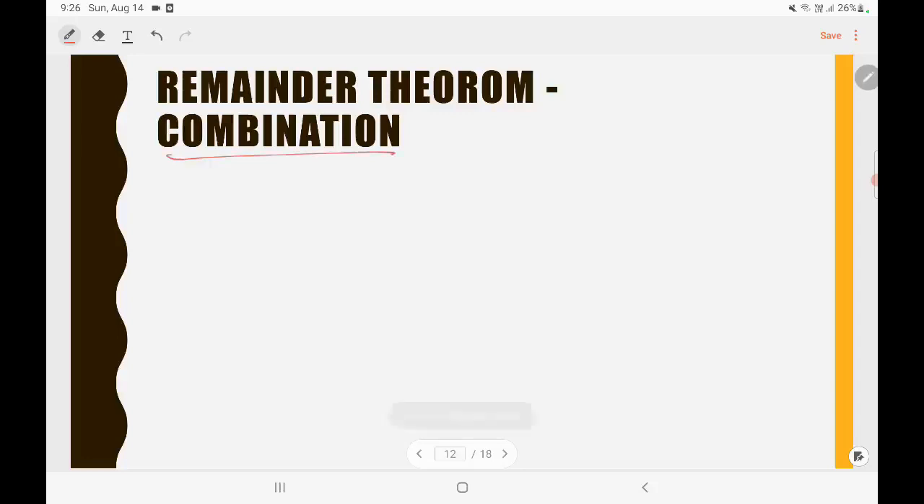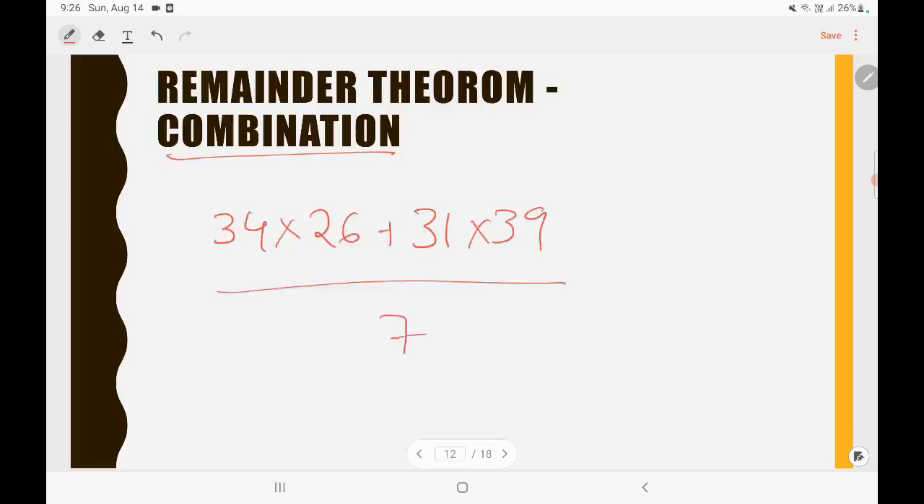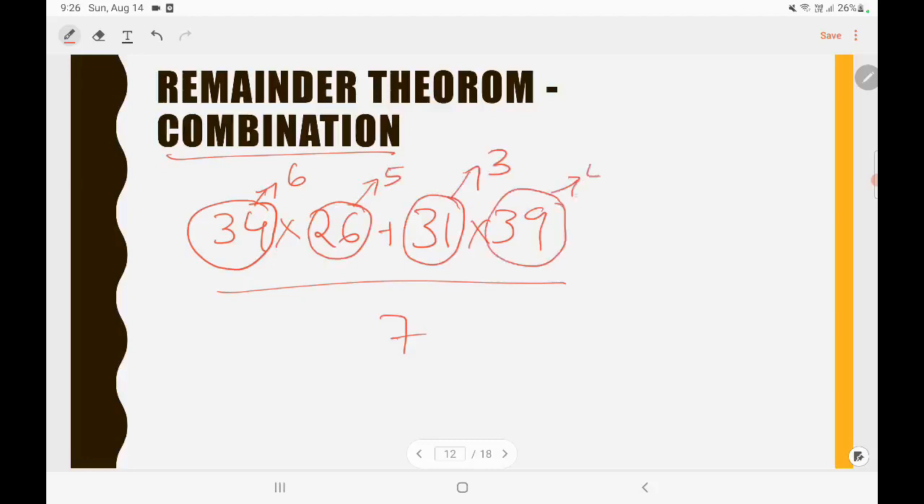Multiplication and addition. So we'll take an example like 34 into 26 plus 31 into 39 divided by 7. Here also it is similar. What you need to do is you need to do that separately. So 34 divided by 7, you will get remainder as 6. 26 divided by 7, you will get remainder as 5. 31 divided by 7, you will get remainder as 3. Right? When 39 is divided by 7, you will get remainder as 4.